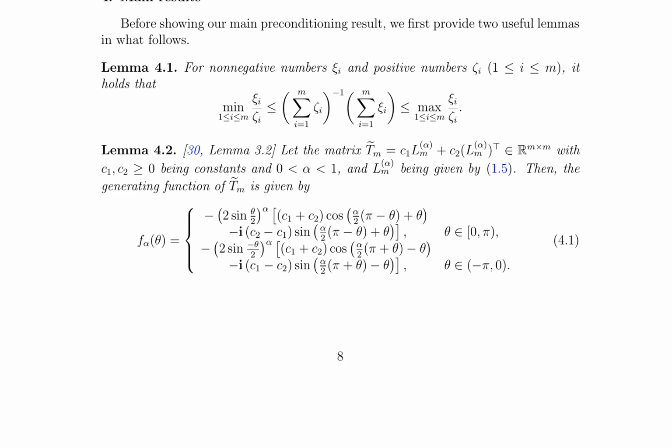Lemma 4.2 provides the generating function of a matrix E_m equals C1 L_{alpha,m} plus C2 L_{alpha,m}^T, which is given by f(alpha, theta) equals 2 sin(theta/2) to the power alpha, times C1 plus C2 cos(alpha/2 (pi minus theta)) plus i (C2 minus C1) sin(alpha/2 (pi minus theta)).